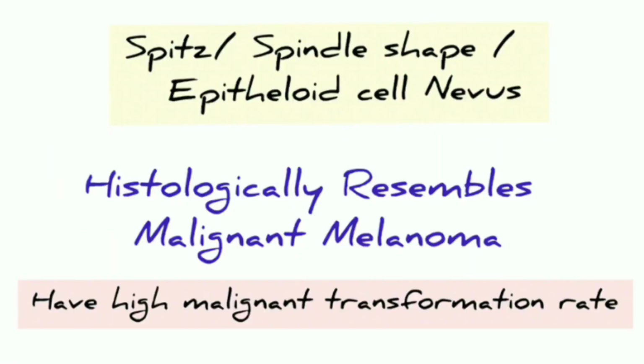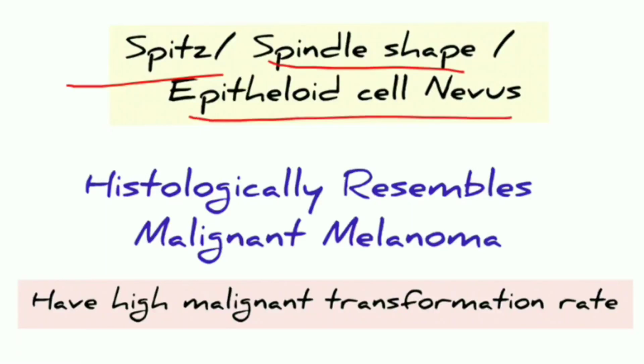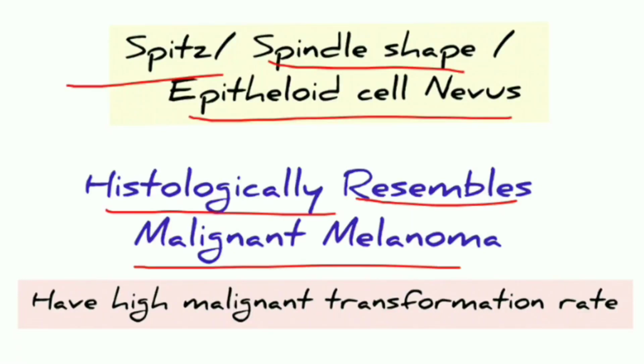Now let us see what is Spitz nevus. It is also called spindle shaped nevus or epithelioid cell nevus. Let's see what it is. Histologically it resembles malignant melanoma. It has a high malignant transformation rate. So the chances of malignant transformation are high in this Spitz or spindle shaped nevus.